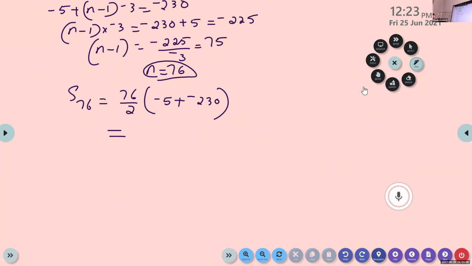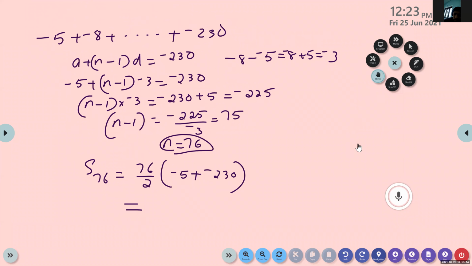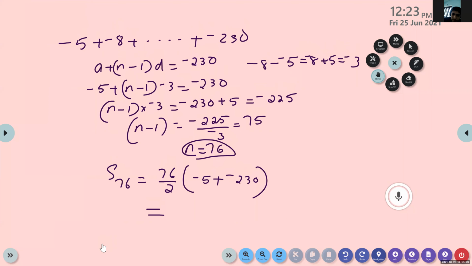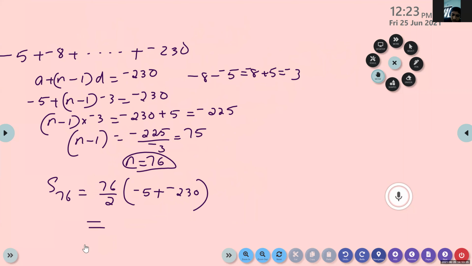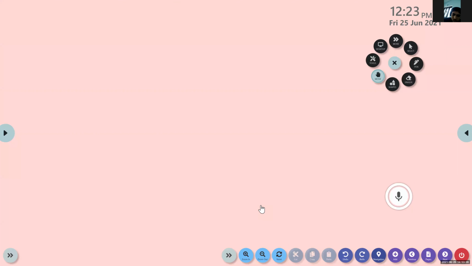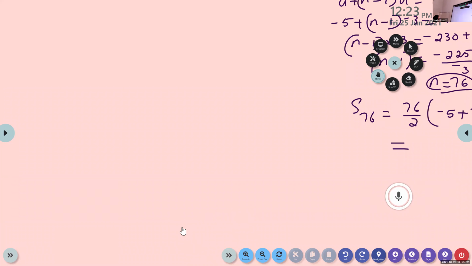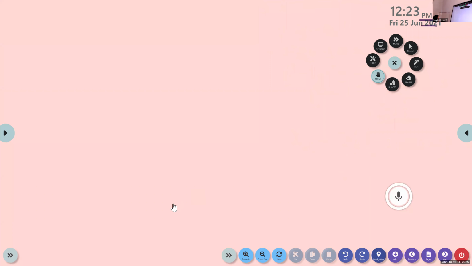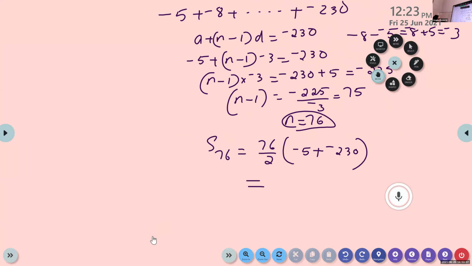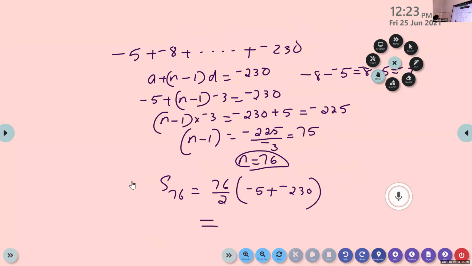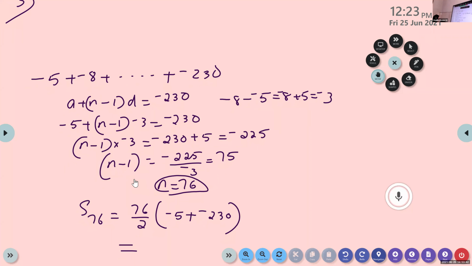Can you move up? Down. One second. It's moving somewhere. Right.